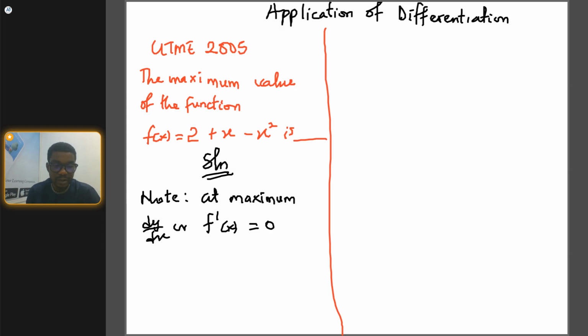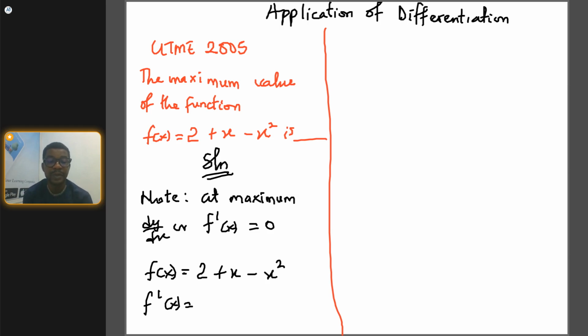So if I differentiate this, f of x, which was given to be 2 plus x minus x squared, f prime x means dy/dx. So let's differentiate this. Differentiate 2. The answer is 0 because 2 is a constant. Differentiate x. The answer is 1. That is x raised to power 1, so you bring the 1 here, you have 1, x to the 1 minus 1, which is going to give you 1. So differentiation of x is 1.